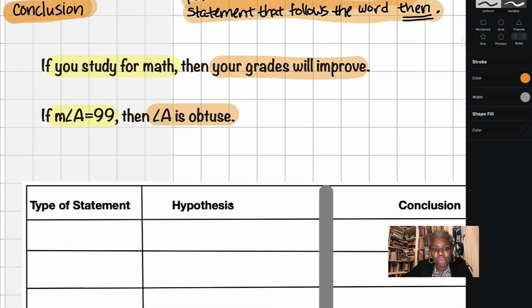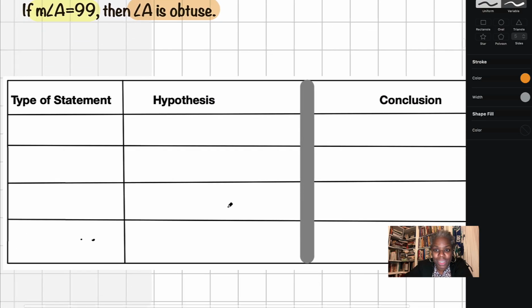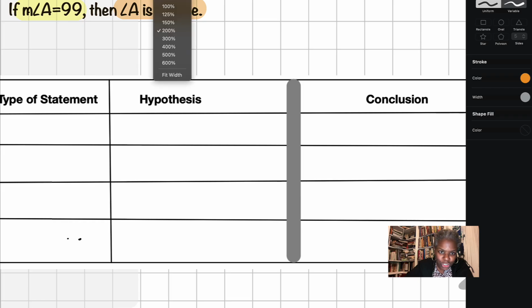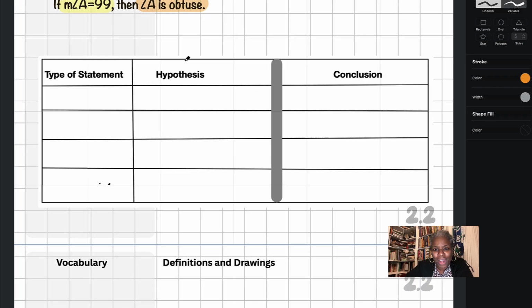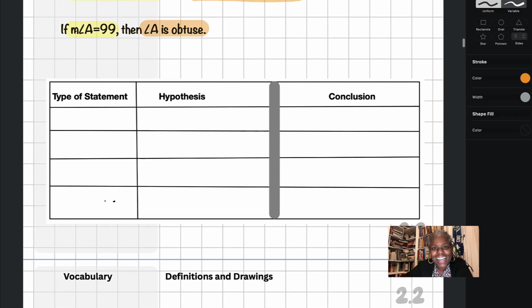Let's talk a little bit more about the different types of statements we could have. In your notes, you should have this chart. I hope you didn't write all over it. This is where we are. If you need to add some additional note paper, please do so. Staple it in and we'll talk about it.